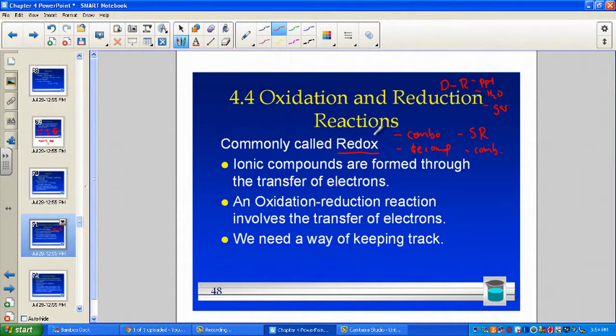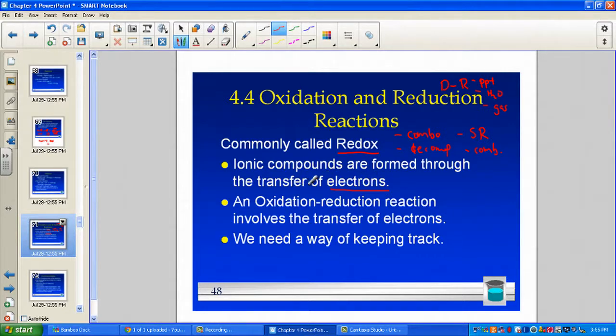Now notice the next category called redox. I've listed all the other recognizable changes, combinations, decompositions, single replacements, and combustion patterns, all fall under this big umbrella known as a redox reaction. What do all of these four different patterns of chemical change have in common? Well, it all has to do with the transfer of an electron through the course of the chemical change.